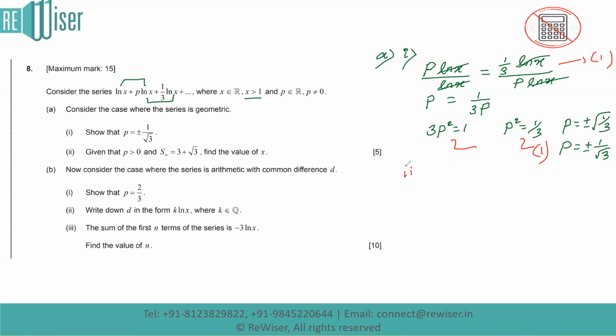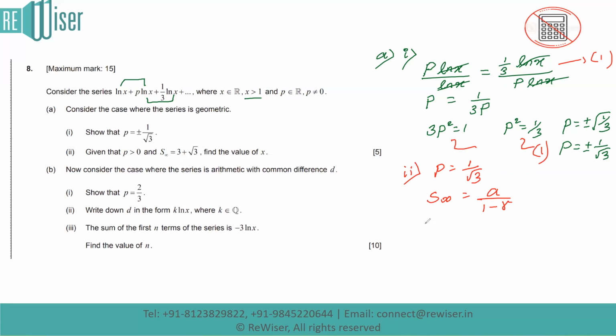And for part 2, given that p is greater than 0, that means the value of p has to be positive 1 over root 3. And the sum to infinity is given, and we need to find the value of x. We know the sum to infinity formula goes something like a over 1 minus r, where a is the first term and r is the common ratio.